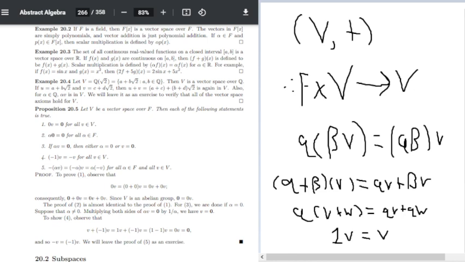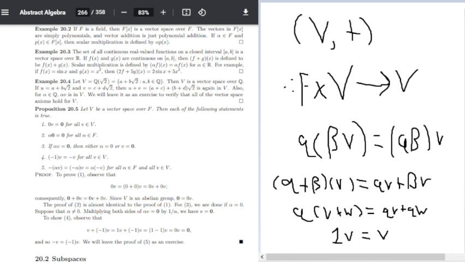Example 20.3. The set of all continuous real-valued functions on a closed interval [a, b] is a vector space over R. If f(x) and g(x) are continuous on [a, b], then (f + g)(x) is defined to be f(x) + g(x). Scalar multiplication is defined by (αf)(x) = αf(x), for α in R. For example, if f(x) = sin x and g(x) = x², then (2f + 5g)(x) = 2 sin x + 5x².